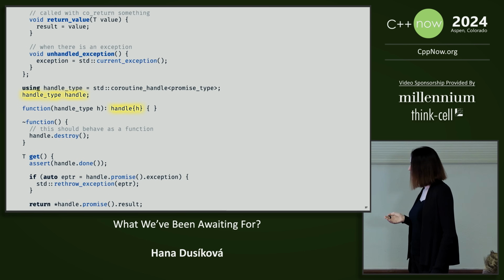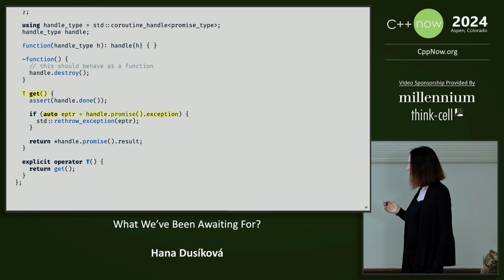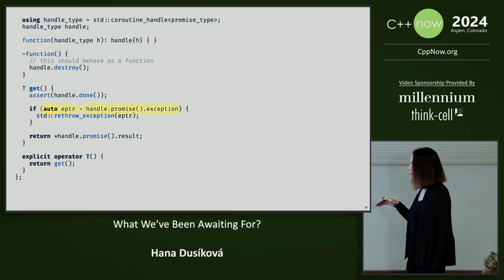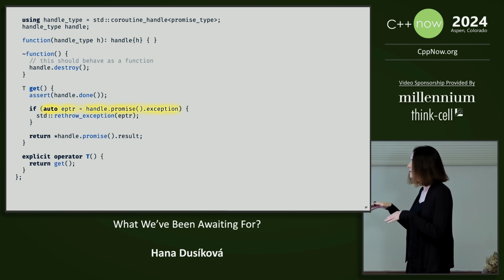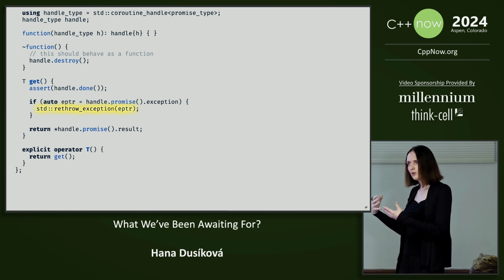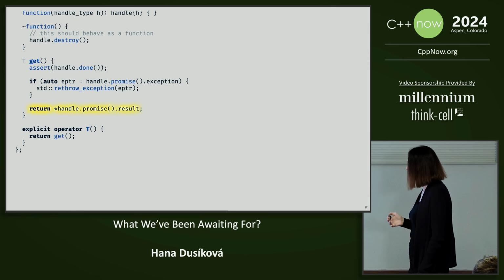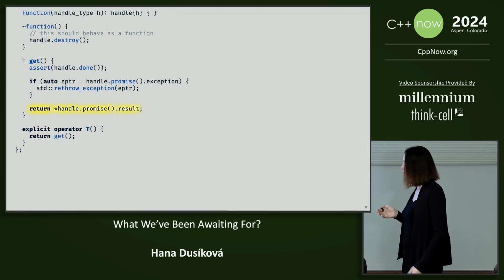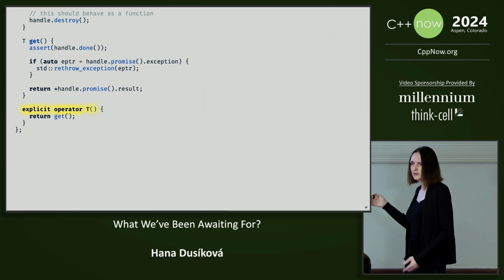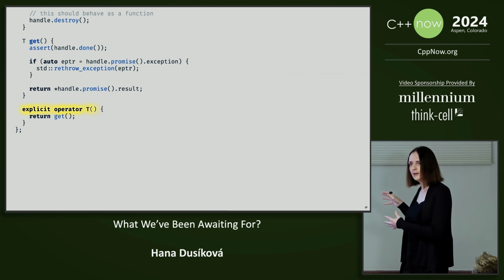So the handle type was already there, with the function constructor, destructor, and function get, which will make sure that the handle must be done, so you cannot call it if it's not done. Then you will reach into the promise type through the handle and check if there is an exception. If there is an exception, you will rethrow it. So it's like a normal function. You will call it, and if there is an exception, it will just unroll on you. And if there is no exception, there should be a result, and you will just take the result and give it out of the function to the caller. You can also access it by casting it, so we actually don't need .get. And this is just a function as a coroutine.